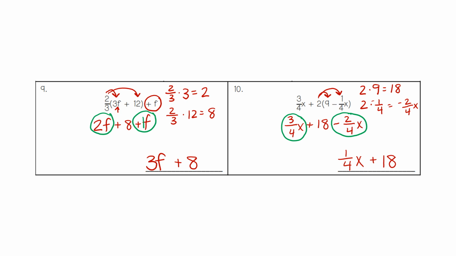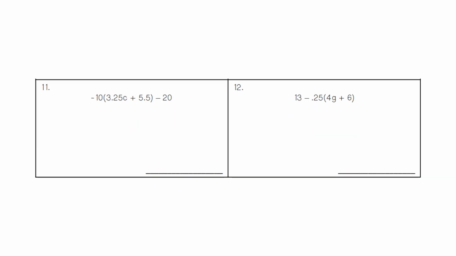For number 11, we take our negative 10 and we multiply it by the 3.25c. Again, always use your calculator, and you should end up with negative 32.5c. We multiply the negative 10 again by the 5.5, and you end up with negative 55. The negative 20 at the back stays the same, as it is not part of the parentheses and it does not get multiplied.